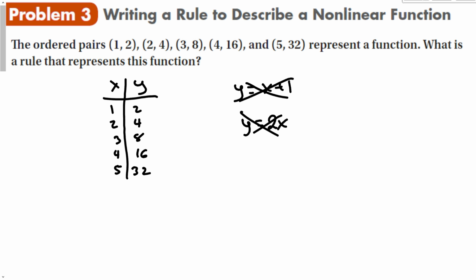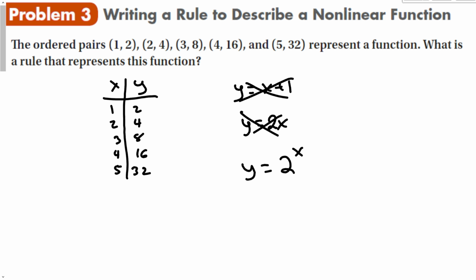It's just realizing that each successive y value is the previous one multiplied by 2. So 2 times 2 is 4, 4 times 2 is 8, 8 times 2 is 16, 16 times 2 is 32. So the way you continue to multiply 2 by itself is to give it an exponent.